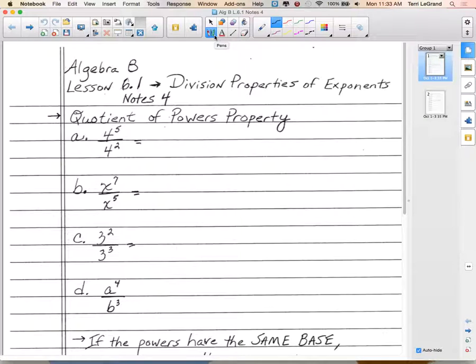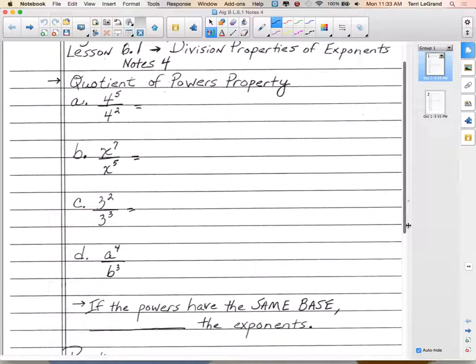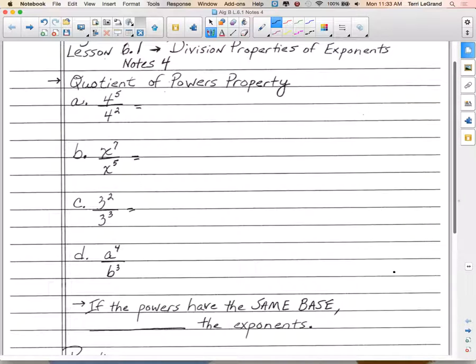The next property that we're going to learn is the quotient of powers property. Now let's do some exploring with it first of all. Let's see if there are any shortcuts for the quotient of powers property that we can take. Even if you already know it, we're going to explore.